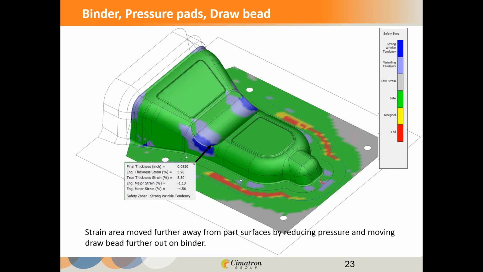So what the designer may do, here we'll rerun the simulation. Let's move that draw bead further out away from the part geometry. It comes at a little bit of a loss. You see that my strain has increased up to about 5.8%, 5.9%. Also adjusted the pressure a little bit, and you can see it has reduced the tear. Perhaps we could go further with our adjustments.